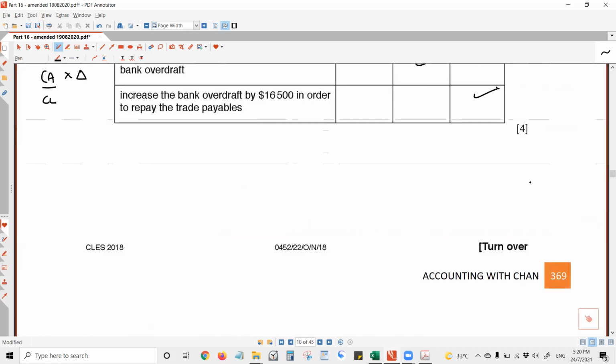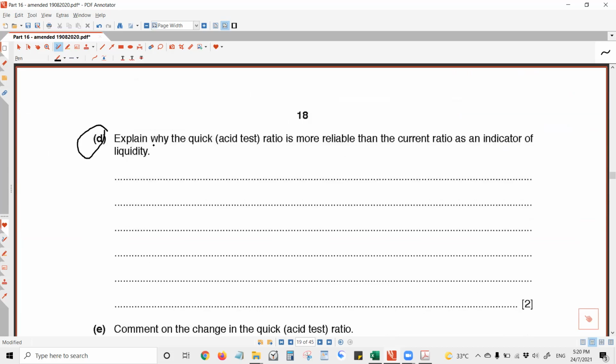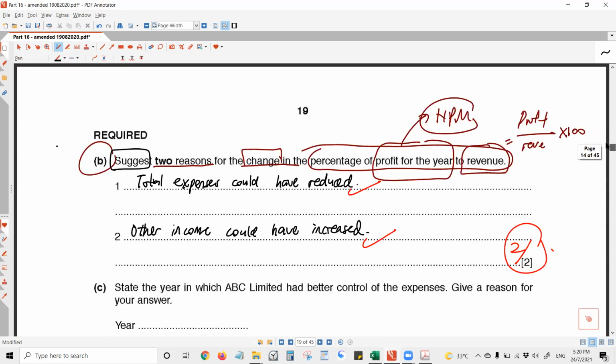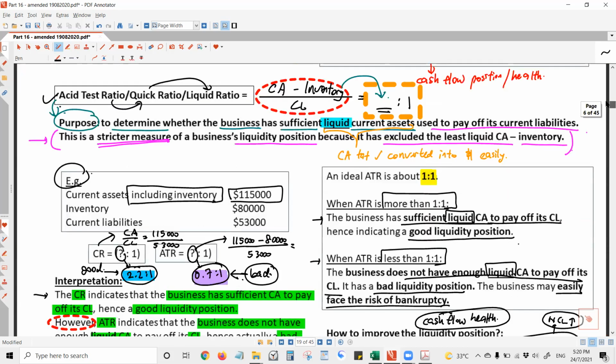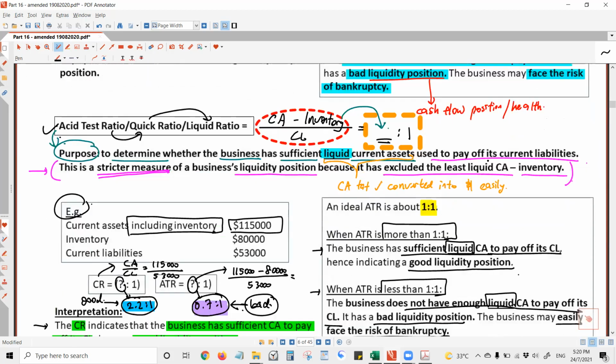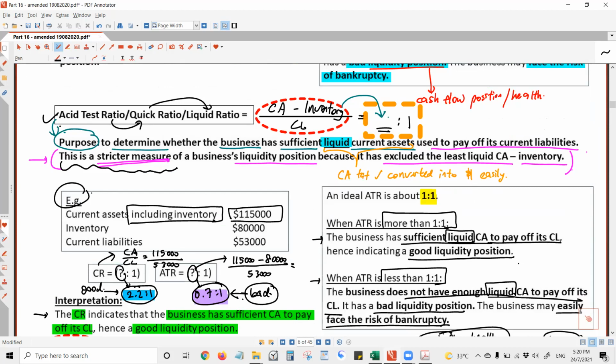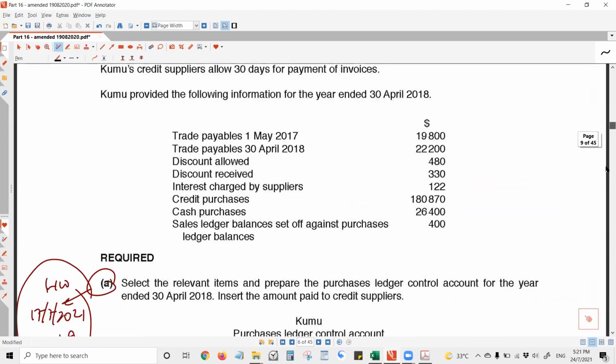Okay, D, next page, question D. It's asking you, explain why the acid test ratio is more reliable than the current ratio as an indicator of liquidity. Basically, it's asking you why acid test ratio is stricter, why it is better. So it's about the inventory, right? The answer you can get from the notes, you copy and paste at home yourself. Answer is the line that I talked about just now, the one in purple. This is a stricter measure of a business liquidity position because it has excluded the least liquid current asset, inventory. Okay, just copy this entire line, then you'll get the full marks. Okay, so we move on to the next one.